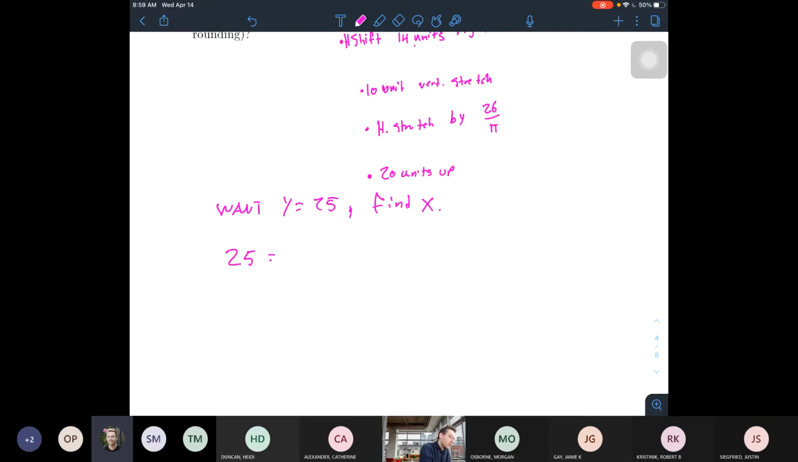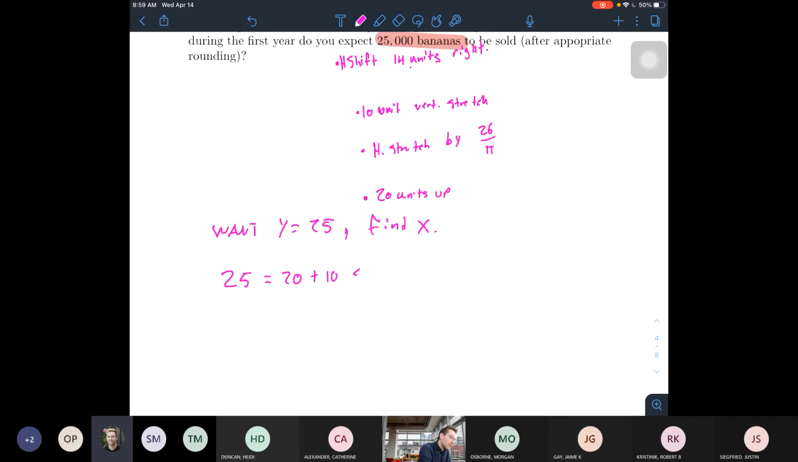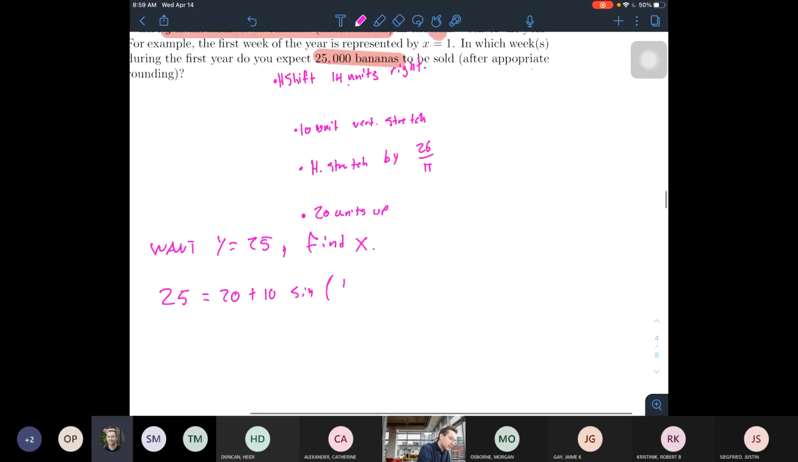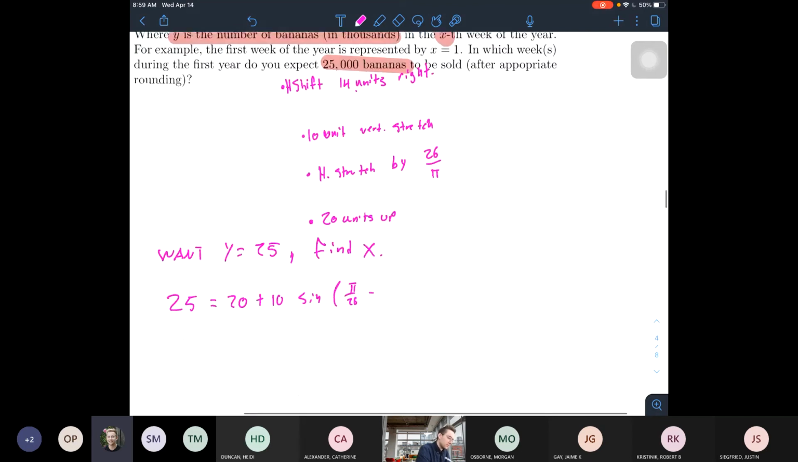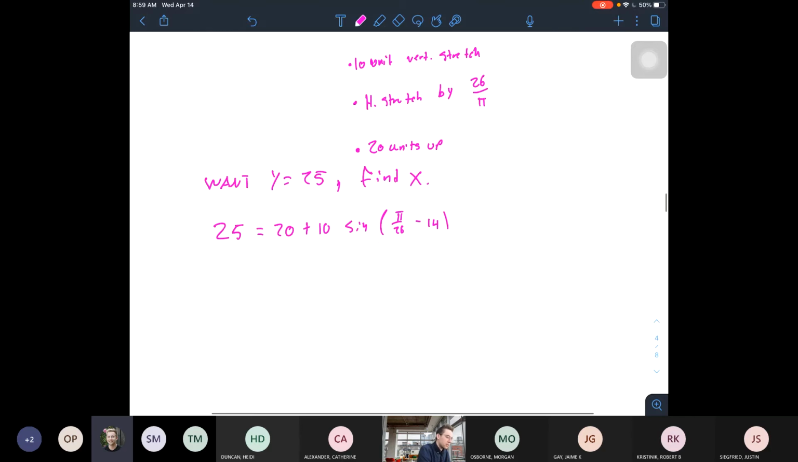25 is equal to 20 plus 10 sine of pi over 26 (x minus 14). And we can rearrange this a little bit by subtracting 20 from both sides and dividing by 10. And we would get 1/2 is equal to sine of pi over 26 times (x minus 14).